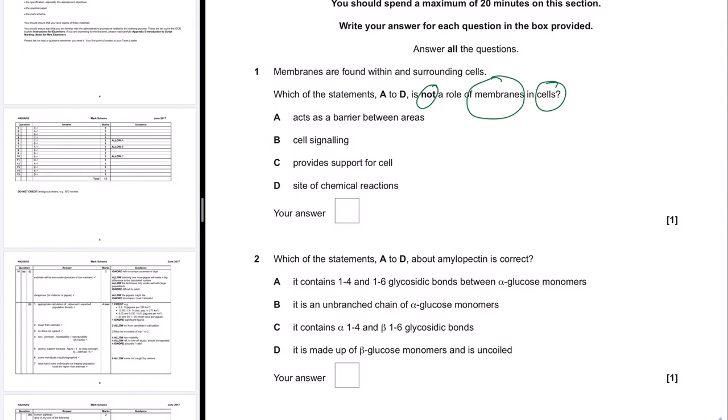A, acts as a barrier between areas. Well, that is true. Membranes have a role in cell signaling. That is true. Membranes provide support for a cell. I'm not sure if that's true. Is the site of chemical reactions? That is true. So I'm not 100% sure of this, but I'm pretty sure of all the four, this is the least likely. Okay, so my answer for the first question is going to be C.